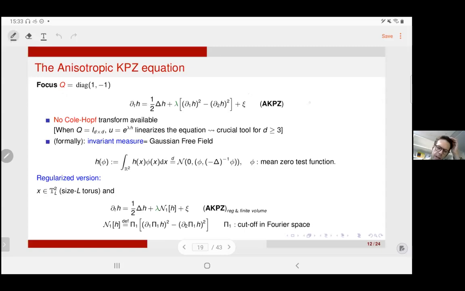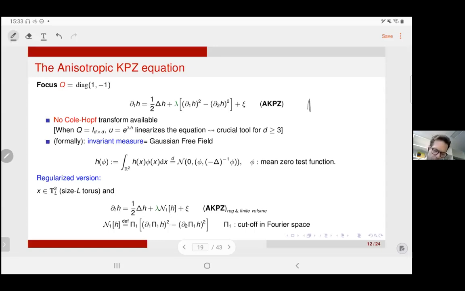Okay, so still this equation is not well posed for the same problems as above, because this square doesn't really make sense. So as I said, one has to regularize it somehow. And the way we do it is twofold. First of all, for convenience, instead of working in the infinite space, we work on the torus. So we are on an L by L torus. This is not so serious.